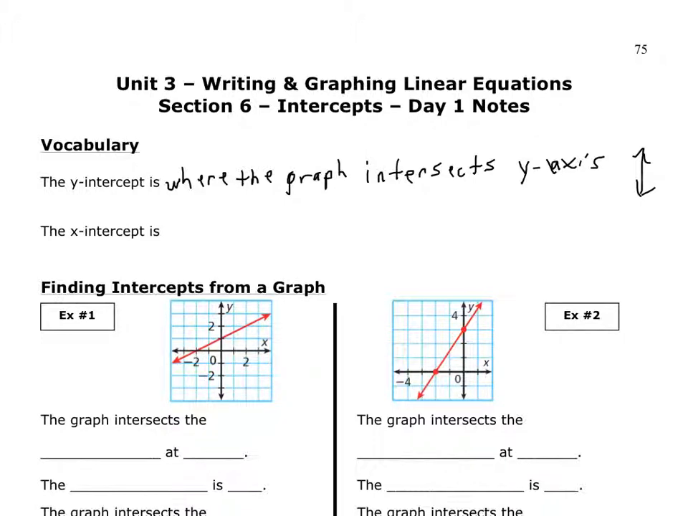Okay, the x-intercept, where the graph intersects the x-axis. And remember, your x-axis is left and right, or horizontal. So you need to know these two vocabulary words. Very important to know these.